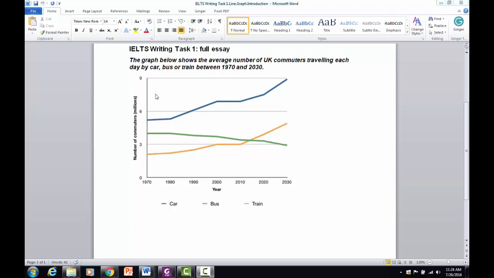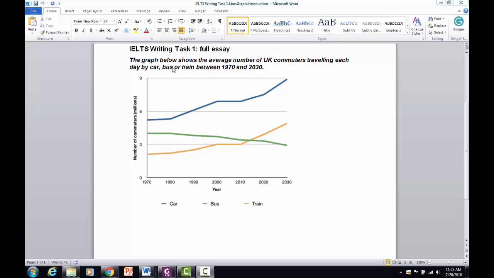Now up here, you see it says, the graph shows the number of UK commuters traveling each day by car, bus, or train between 1970 and 2030. So up there it gives us some good information about what it's about. Okay, but you can't just repeat that information. You can't just copy that information. All right.